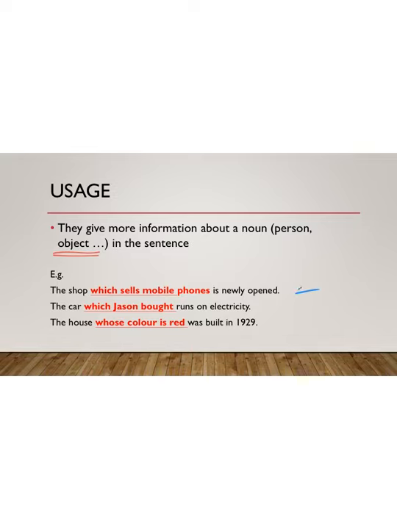The first one: the shop which sells mobile phones is newly opened. For this part, this is the relative clause, and we are using the relative pronoun which in this relative clause. Example sentence number 2: the car which Jason bought runs on electricity. I want to tell you that the car runs on electricity, but which car are you talking about? That's why we have to add some more information here.